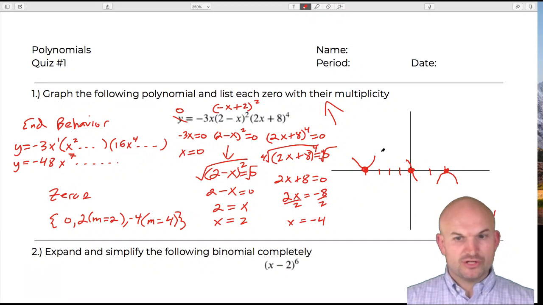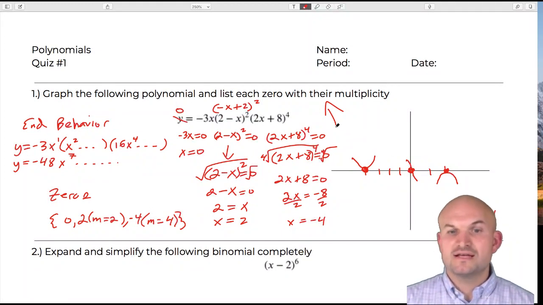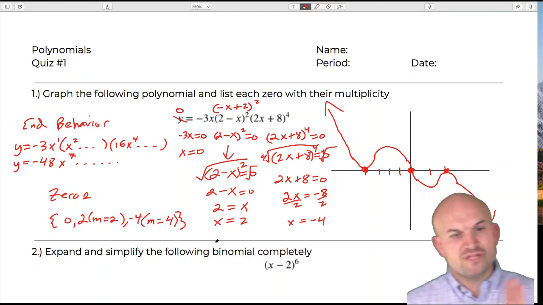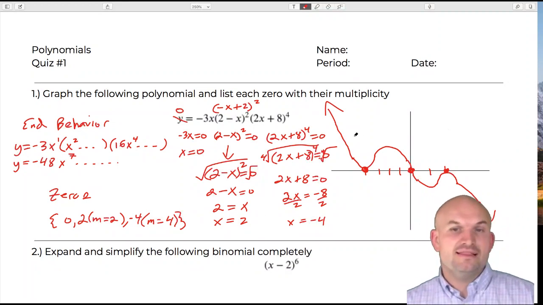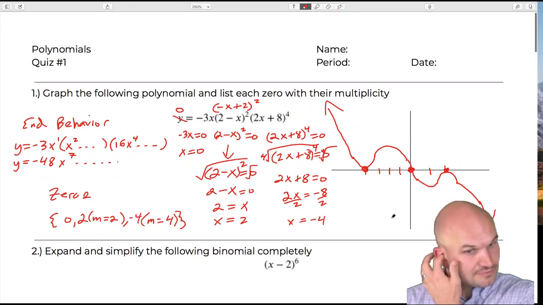So again, just make sure you understand that when it's even multiplicity, it bounces. When it's odd multiplicity, it's going to cross. And then I'm basically just going to connect my behavior here. And that was the graph that I was looking for, or something along that form. But basically I was looking for the zeros, the multiplicity, the end behavior, and you could roughly go ahead and get a graph that was going to resemble that.